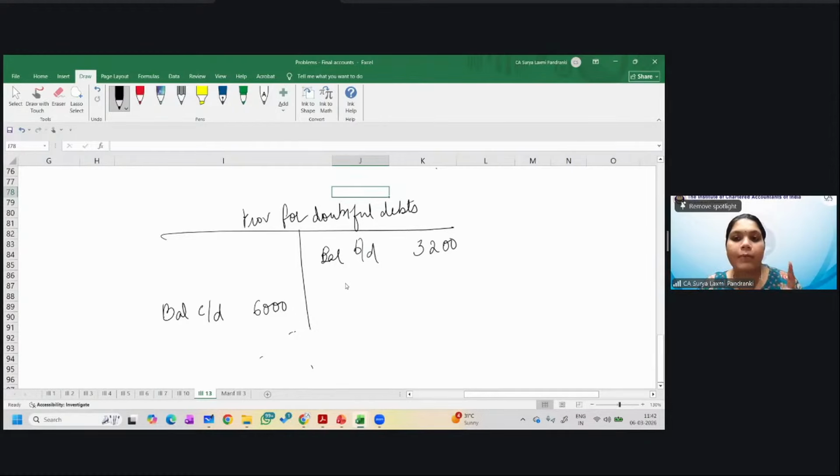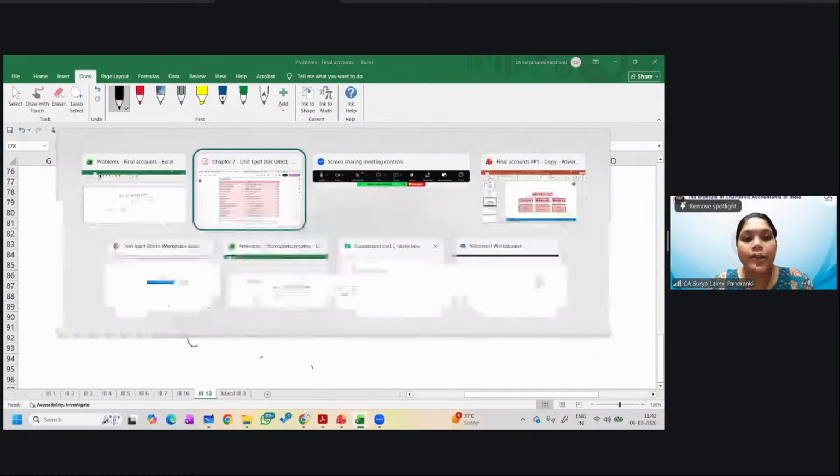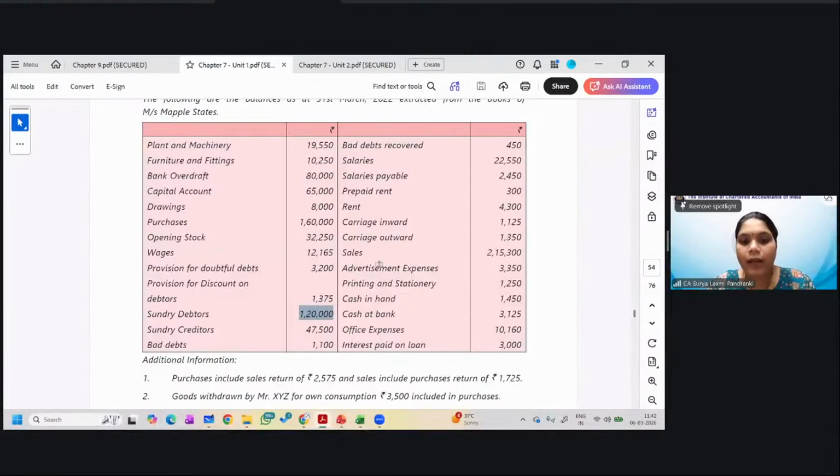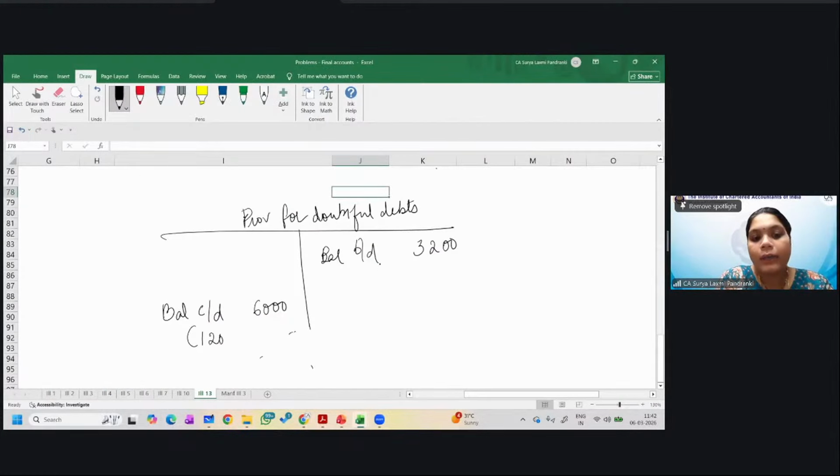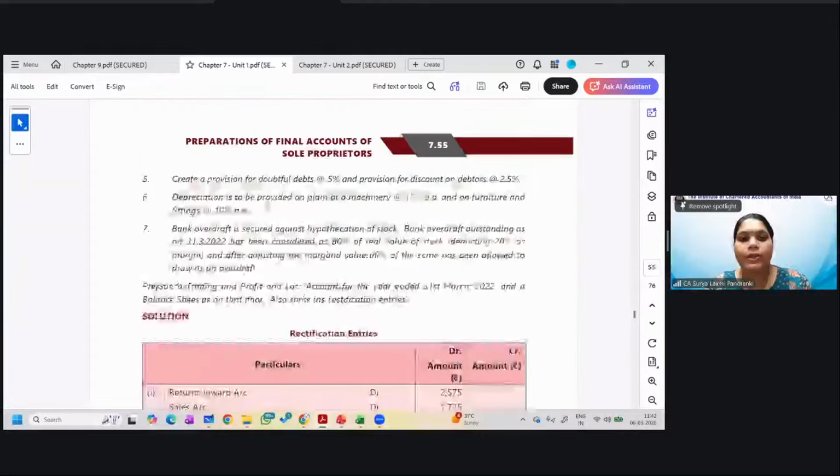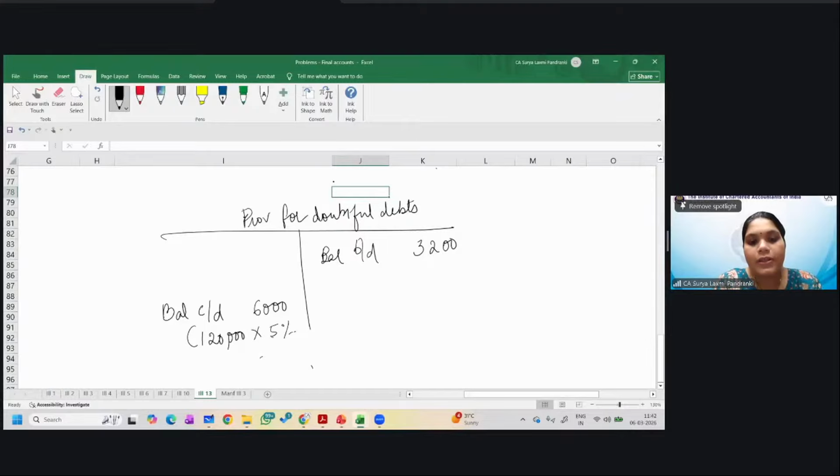Since many were asking about this, I'm going slow on this provision for doubtful debts account. You can ask me questions once I complete this. This 3,200 I got from my trial balance, which is the opening balance. And 6,000 is on the debtors value, 1,20,000 into the 5% given in the question. So into 5% is 6,000.